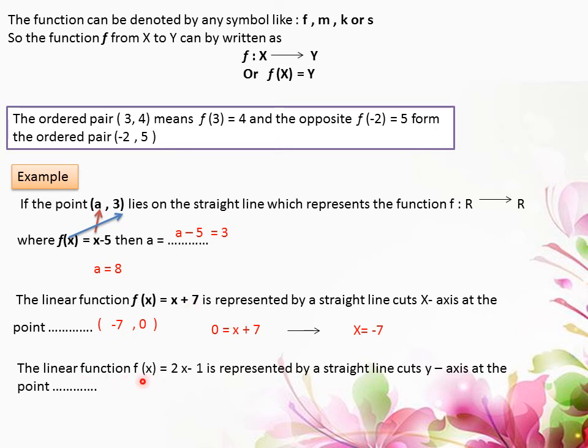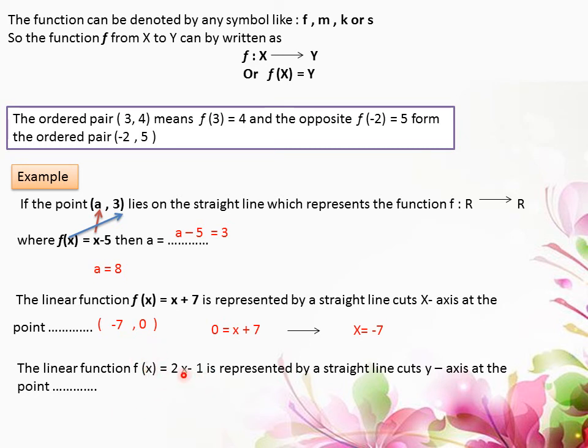The linear function f of x equals 2x minus 1 is represented by a straight line that cuts the y axis. In the last example, it cut the x axis. In that case, we put f of x equals 0, find x, and form the point. If the function cuts the y axis, we put x equals 0, and we find f of x, the image of it. Let's see.